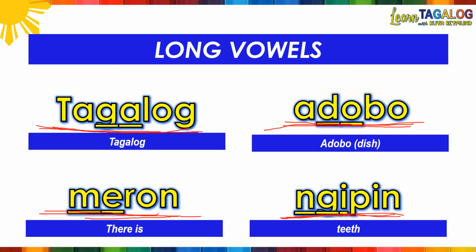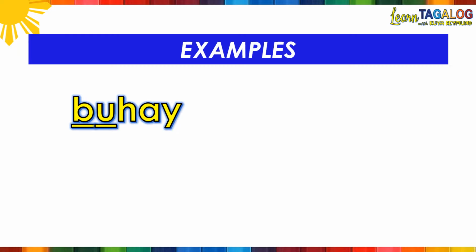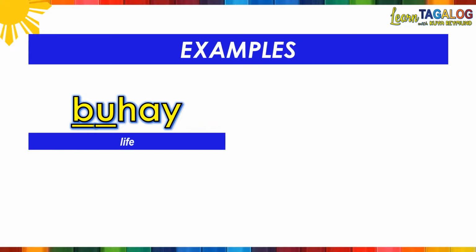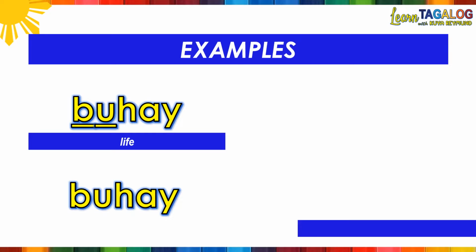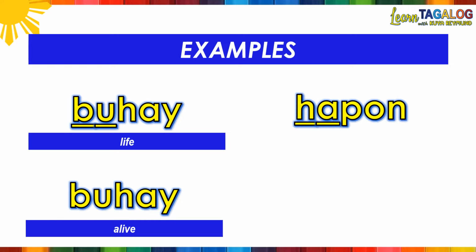Magaling. When pronouncing Tagalog words, we have to be particular if it has a long vowel or not, because it changes the meaning of a word. We have here buhay. When we say buhay, that's life. We also have the word buhay. When we say buhay, that is alive.